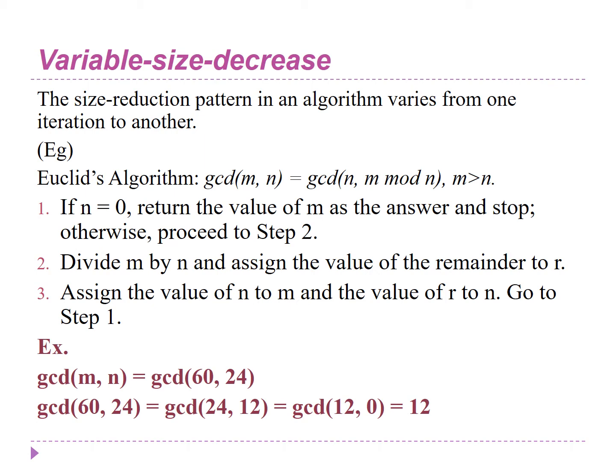Euclid's algorithm could be written in three simple steps. Step 1. If n equals 0, return the value of m as the answer and stop. Otherwise, proceed to step 2. Step 2. Divide m by n and assign the value of the remainder to r. Step 3. Assign the value of n to m and the value of r to n. Iterate by proceeding from step 1. An example of Euclid's algorithm with numbers m equals 60 and n equals 24 is as given here. As noted in Euclid's algorithm, at each iteration, the size reduction takes place as m mod n.